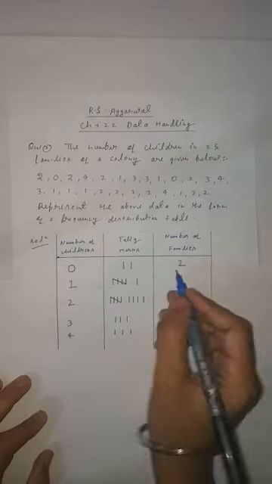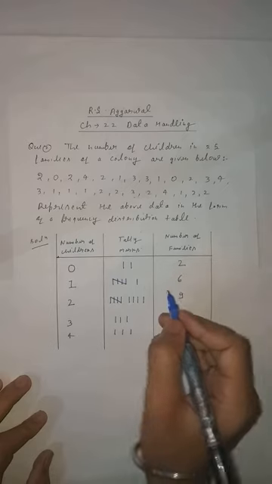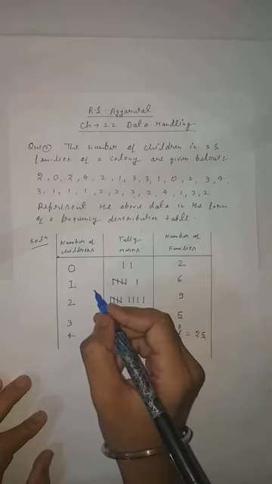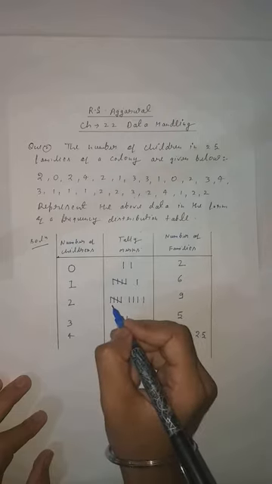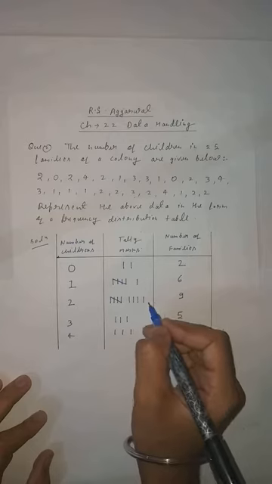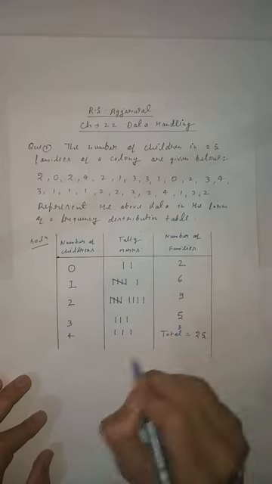Here for 0, the number of families is 2. So 2 is correct. For 6, the number of children, 6 is correct. 2, 9. So 9, 5, 1, 2, 3, 4, 5, 6, 7, 8, 9. This is also correct. But here, student, there is a mistake.